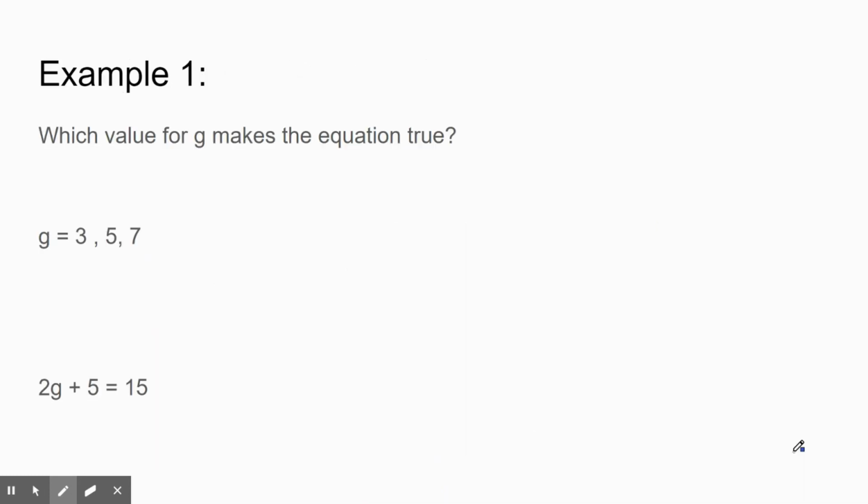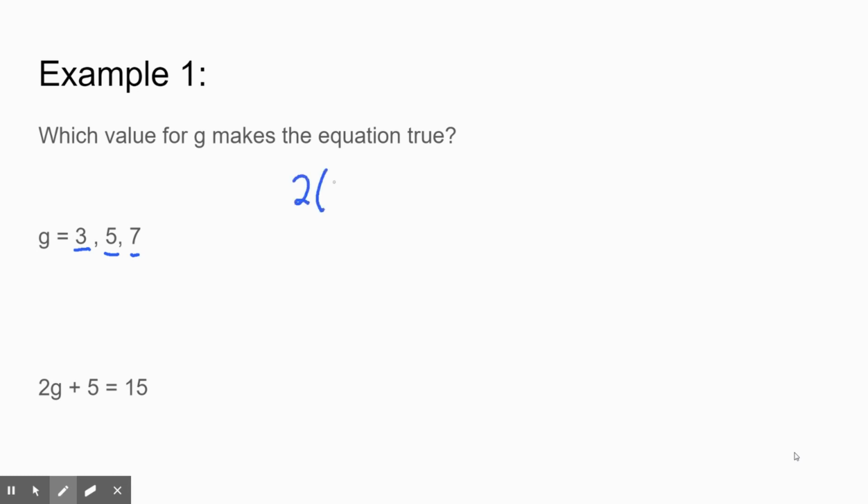So let's look at our first actual proper example. In this problem, we're asked to find which value for g makes the equation true. We've got 3 values of g that we can choose. We have 3, 5, and 7. We have our equation 2g plus 5 is equal to 15. Now, to do this, we are going to basically do what's called a brute force method. We're just going to plug things in. Sometimes you call this the guess and check method. A few different ways you can call this, but really all that we're going to do is pick one of our numbers and substitute it in as we've been doing.